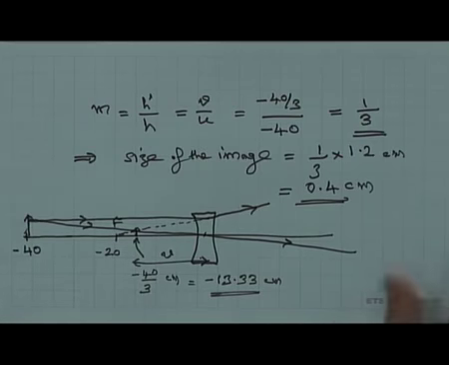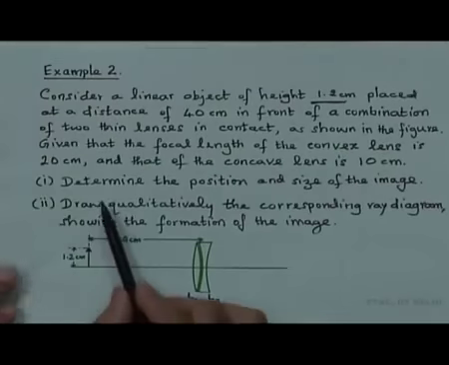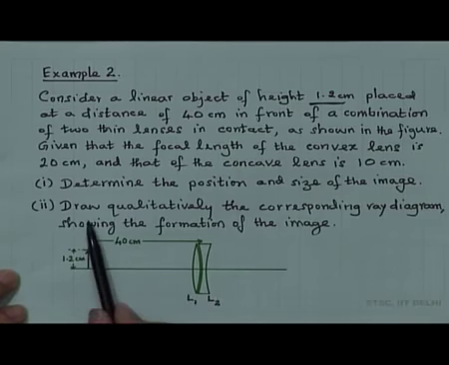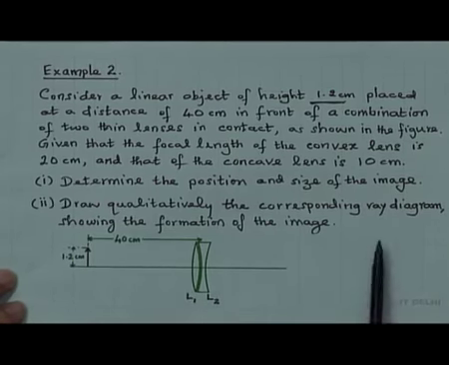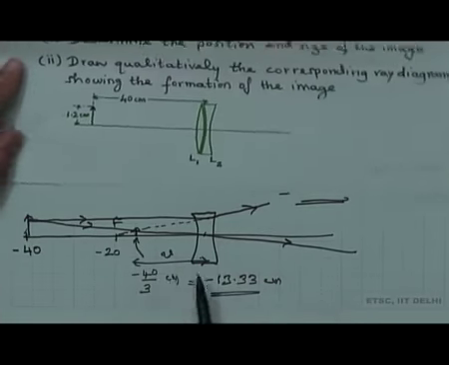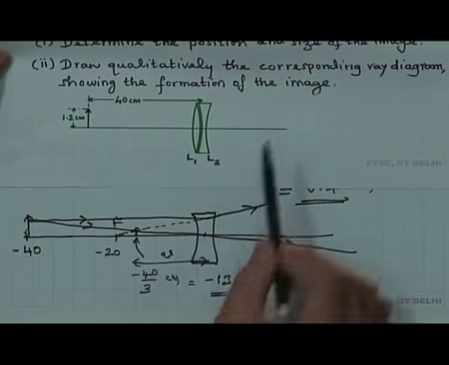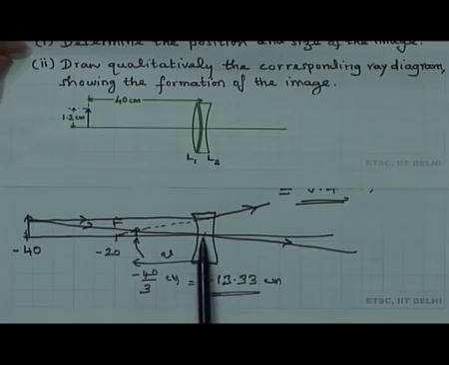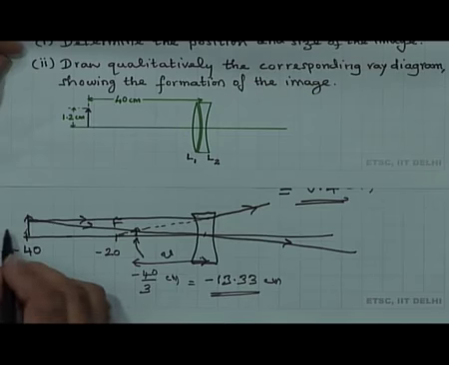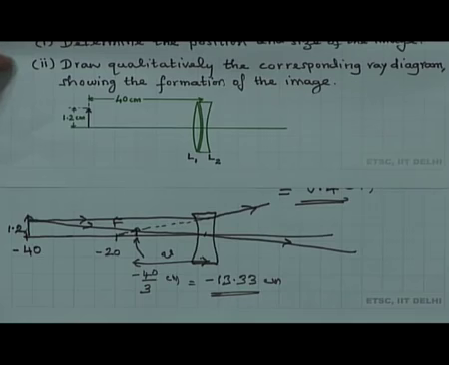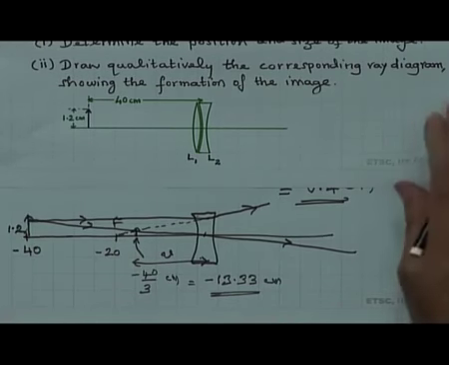So we have answered all the parts. We have determined the position of the image, the size of the image, and finally we have drawn the corresponding ray diagram. Draw it with a neat scale, but it will qualitatively look exactly like this, showing all the distances. Show the distance 40 centimeter, 20 centimeter, and V as minus 13.3 centimeter. Show this as 1.2 centimeter and this as 0.4 centimeter. That will complete the ray diagram.